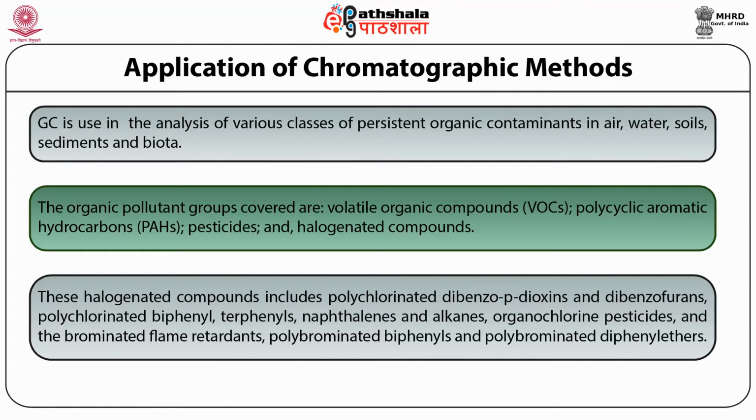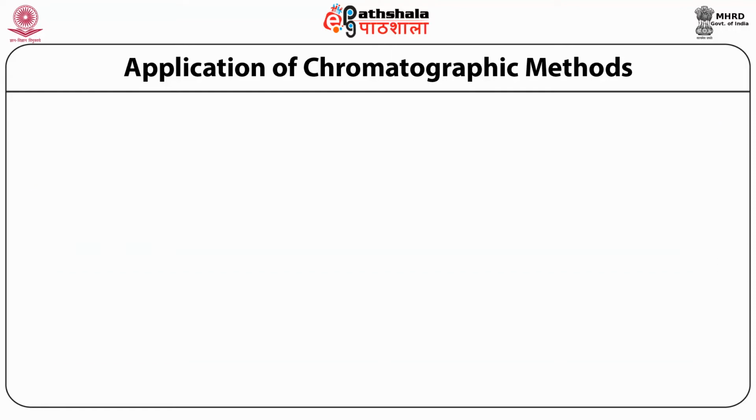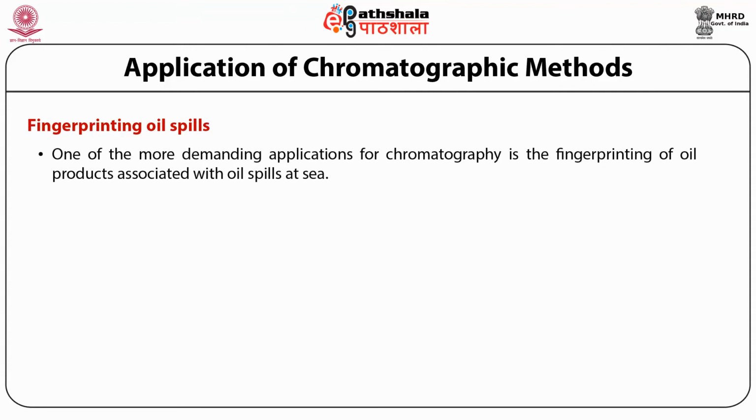Apart from this, other techniques like HPLC and chiral chromatography are also used for the analysis of pharmaceuticals and some pesticides and fertilizers in soil and water samples. The next application of chromatographic techniques is fingerprinting oil spills. One of the more demanding applications for chromatography is the fingerprinting of oil products associated with oil spills at sea.